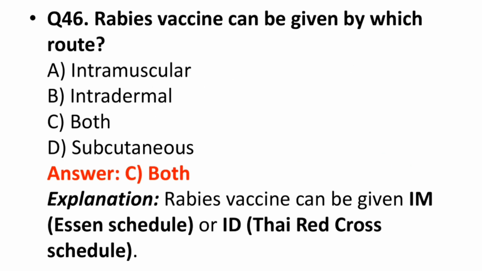Rabies vaccine can be given by which route? Option A, intramuscular. Option B, intradermal. Option C, both. Option D, subcutaneous. The correct answer is option C, both. Rabies vaccine can be given IM or intradermal according to the Thai Red Cross schedule.